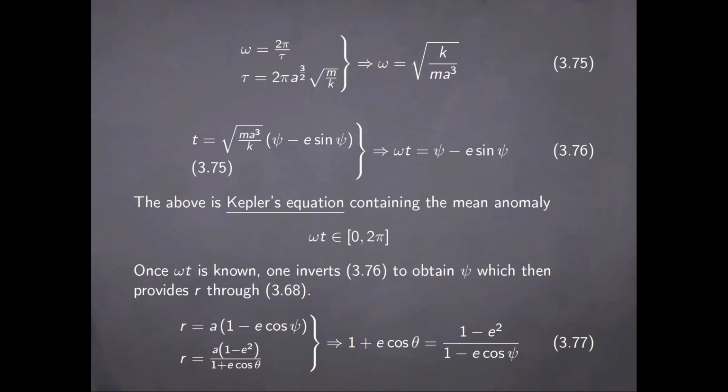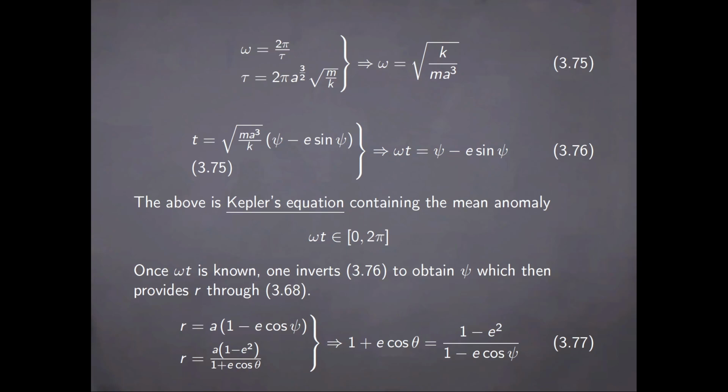Now, as we have seen in the case of elliptical motion, time can be integrated straight away for the eccentric anomaly to give the result here. And if we use this together with the expression 375, we obtain what is known as Kepler's equation, written for what is known as the mean anomaly, omega t, so the frequency multiplying the time, which is again a quantity defined over the range 0 and 2 pi, so it's a periodic quantity.